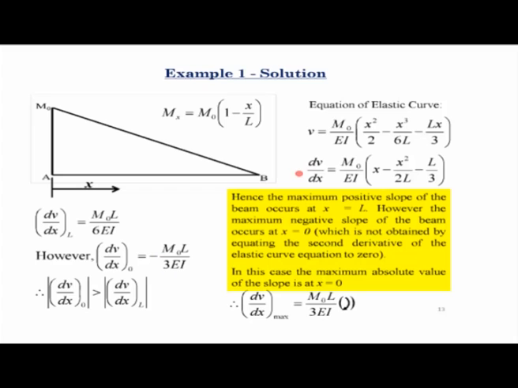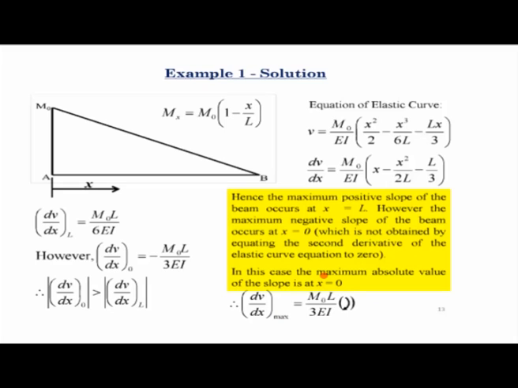In addition to taking the higher order derivative equal to zero, you should also pay attention to the deflections at the supports. In this case, the maximum rotation of the beam will be at the left end, which is minus M0 L by 3 EI, and the minus indicates it is in the clockwise direction. So just to stress the point, the maximum positive slope of the beam occurs at x equal to L. However, the maximum negative slope occurs at x equal to 0, which is not obtained by equating the second derivative of the elastic curve equation to 0. In this case, the maximum absolute value of the slope is at x equal to 0, where the slope is M0 L by 3 EI in the clockwise direction, and that is the maximum slope of the beam.